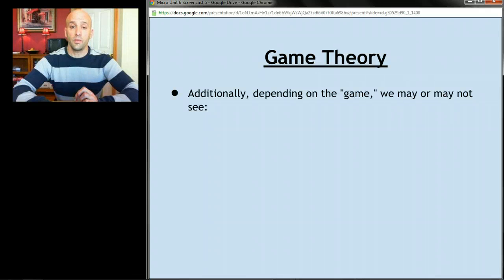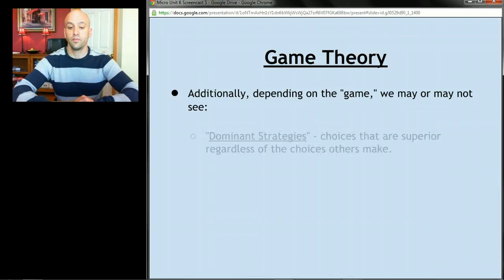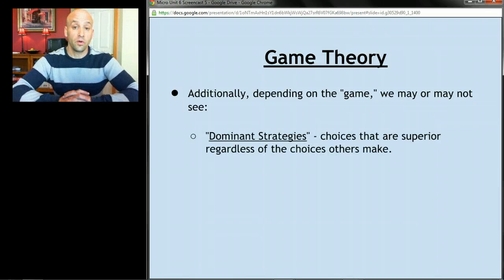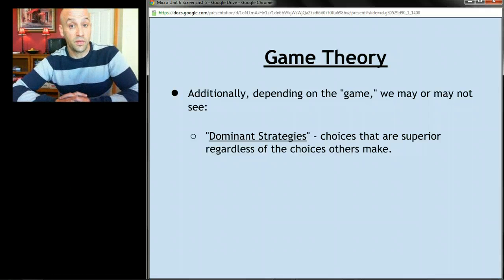Now, depending on the game theory game that we come across, we may or may not see the following things, but we're going to be looking for these things. First thing we're going to be looking for is what's called a dominant strategy. A dominant strategy is a choice that a player can make that will be better than some other choice, regardless of what everyone else does. Now, some games have a dominant strategy, and in some games they don't.